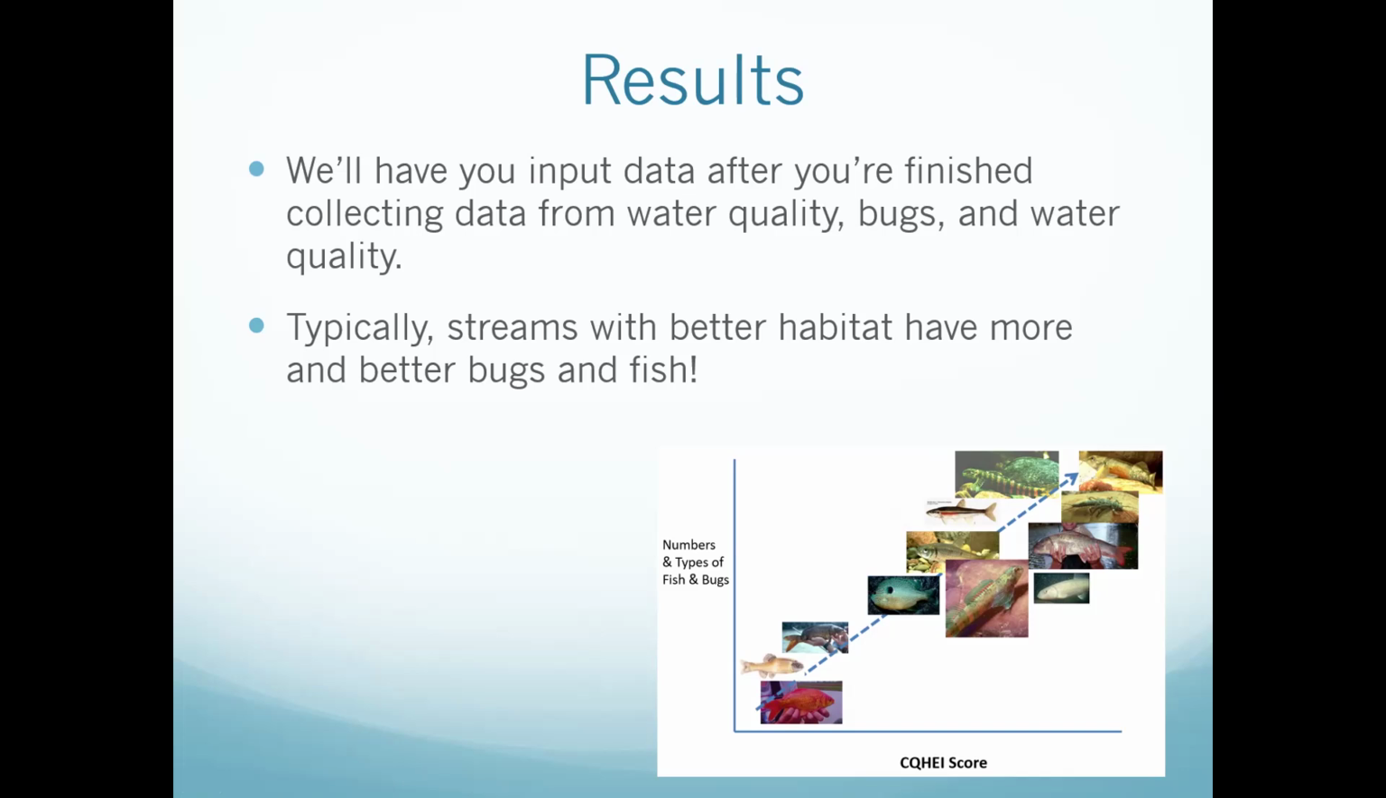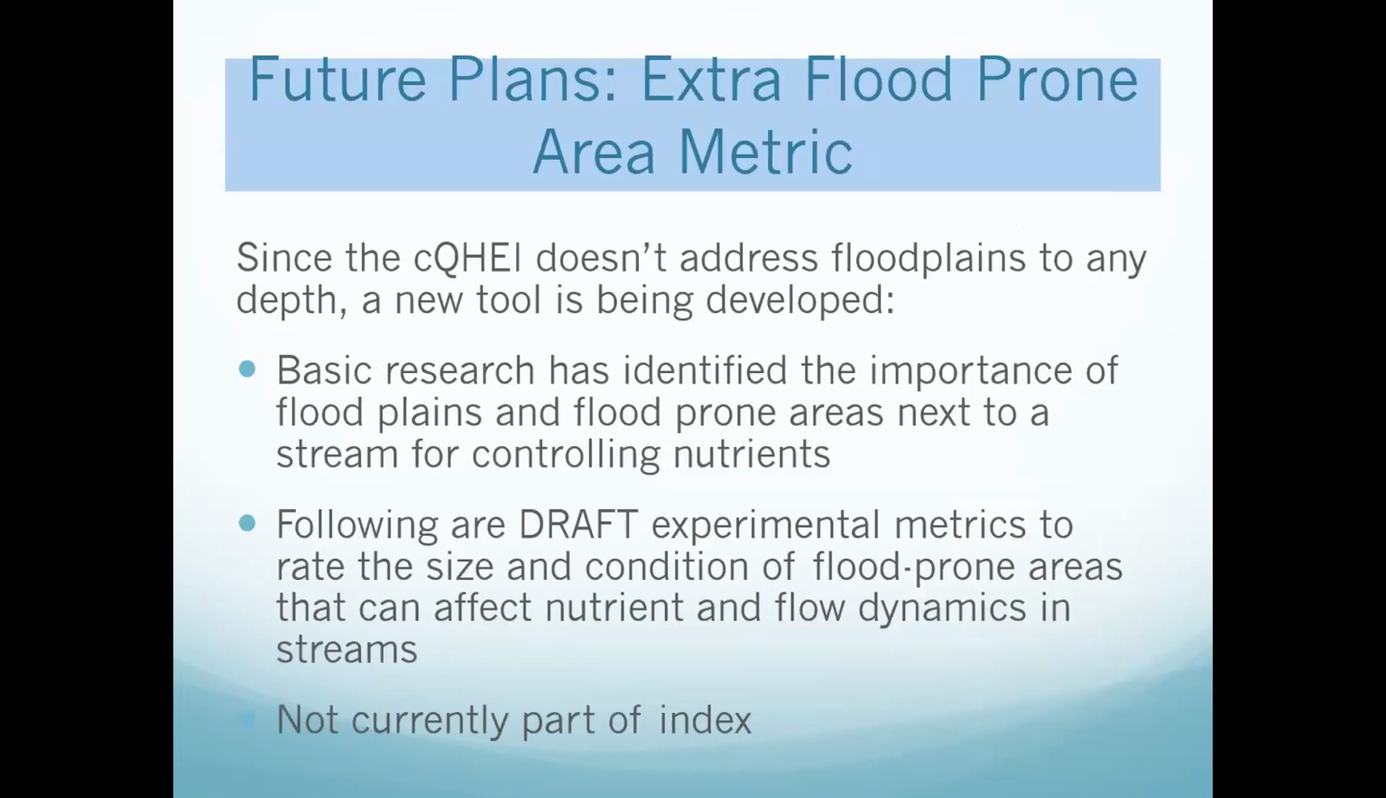And then overall, typically streams with better habitat have better bugs and fish. But if it has great habitat and not a lot of bugs and fish, then we kind of wonder, is there a pollution issue, or what is the limiting factor for these critters? Because based on all the available habitat, it should be thriving.